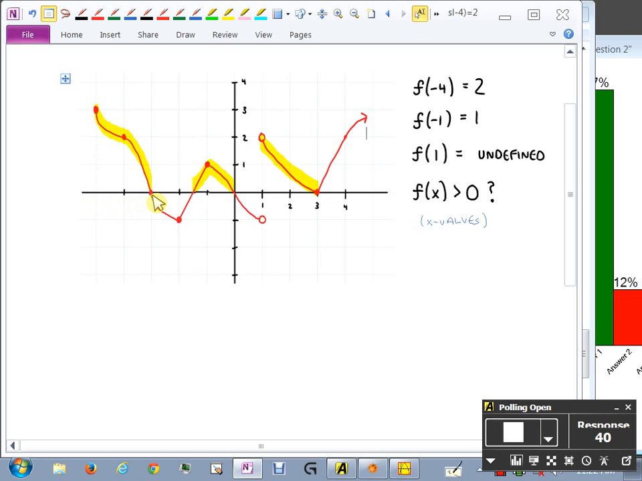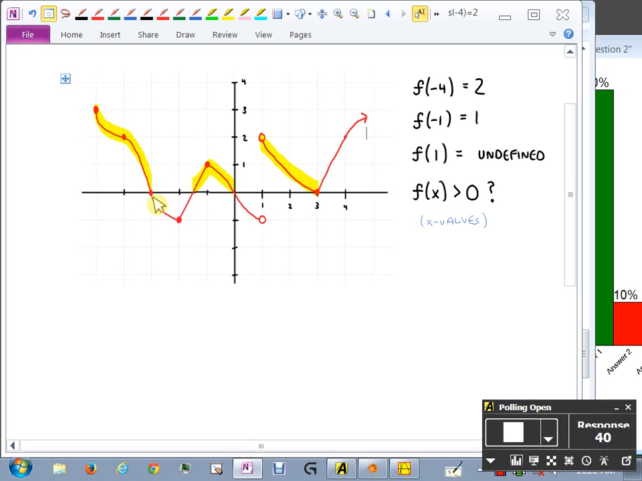Negative 5 to negative 3? Yes? Now that's my next question. Do we include negative 5? Do you want me to include negative 5? Yeah, because at negative 5, am I positive? Yes. Okay, how about at negative 3? Am I positive? I'm 0. Is 0 positive? No. So I wouldn't want to include negative 3, would I?